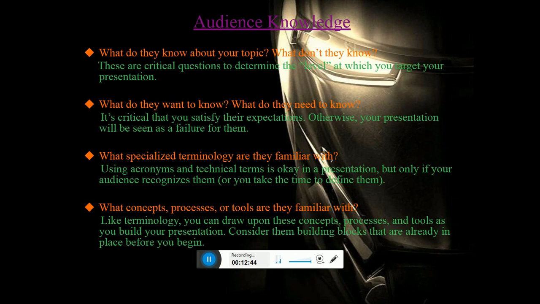What concepts, processes or tools? So here we are talking about three things. The concepts, the processes and tools they are familiar with. Like terminology, you can draw upon these concepts, processes and tools as you build your presentation. Consider them building blocks that are already in place before you begin.